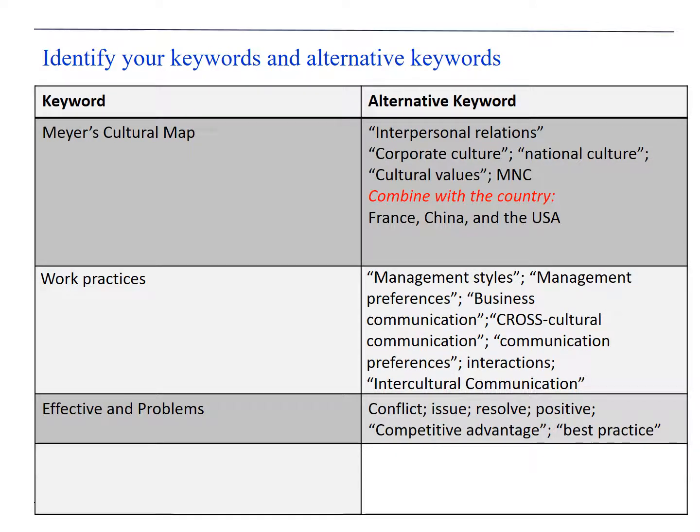When we think of work practices, these can also be management styles, management preferences, business communication, and so forth. When we're looking at effective communication and problems or issues, these can also be known as conflict, issue, resolve, positive, competitive advantage, and best practice. So once we've taken the time to look at the keywords and think about alternative keywords that we can find additional information with, it's time to now look at the databases to find those academic journal articles we need.